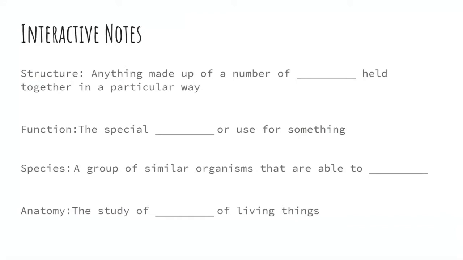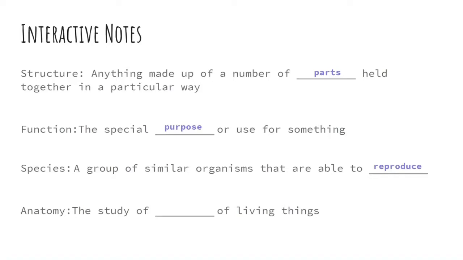Our first term, labeled number 1 on your worksheet, is structure. Fill in the blanks as we go, and I will try my best to explain. A structure is anything made up of a number of parts held together in a particular way. Number 2 is function. A function is the special purpose or use for something. Number 3 is species. A species is a group of similar organisms that are able to reproduce. Reproduce means have babies, in simple terms.